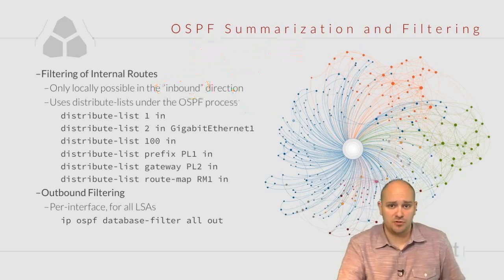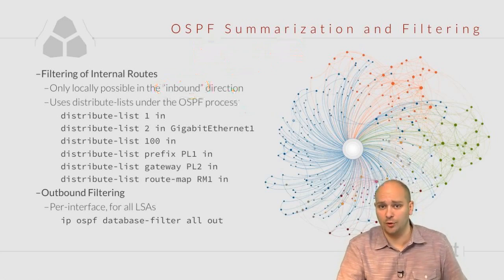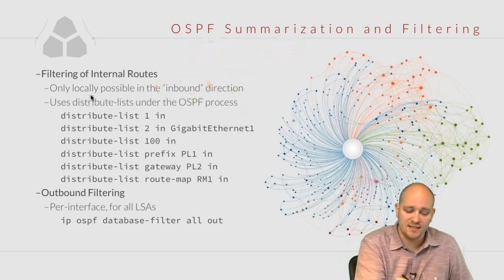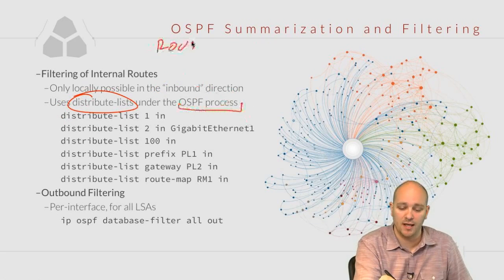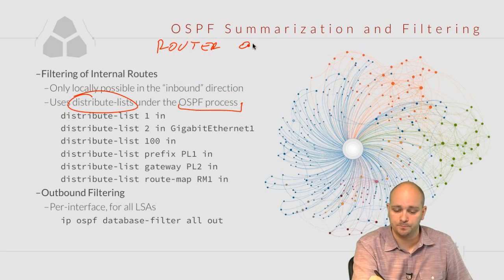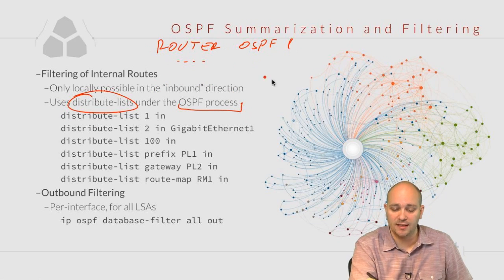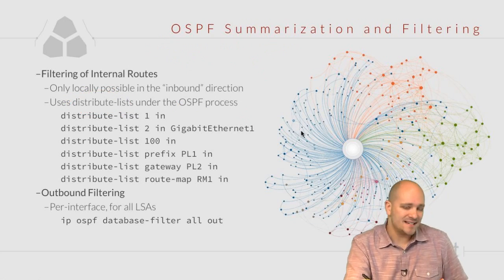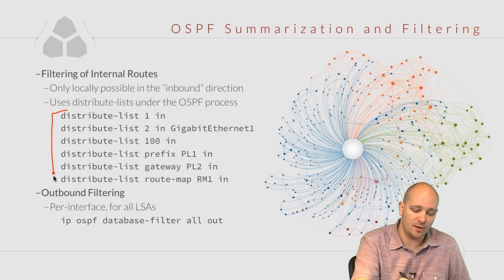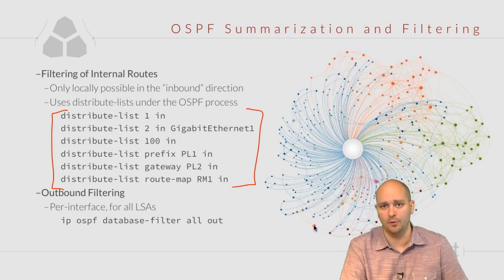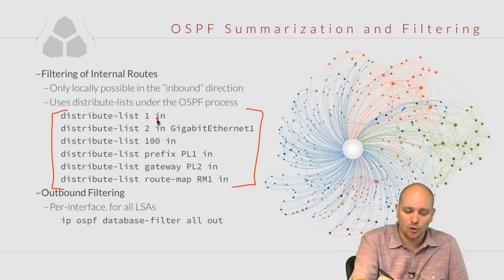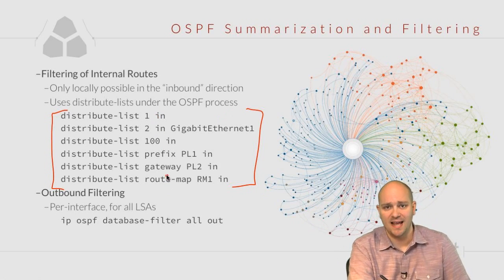And this infrastructure, this filtering of internal routes in OSPF, uses distribute lists under the OSPF process. So we would go under router OSPF, let's say 1, and then we would type an appropriate command. I say type an appropriate command because here I'm going to show you a couple of examples, but they are not all compatible with each other. That means that I couldn't configure all of these at the same time.